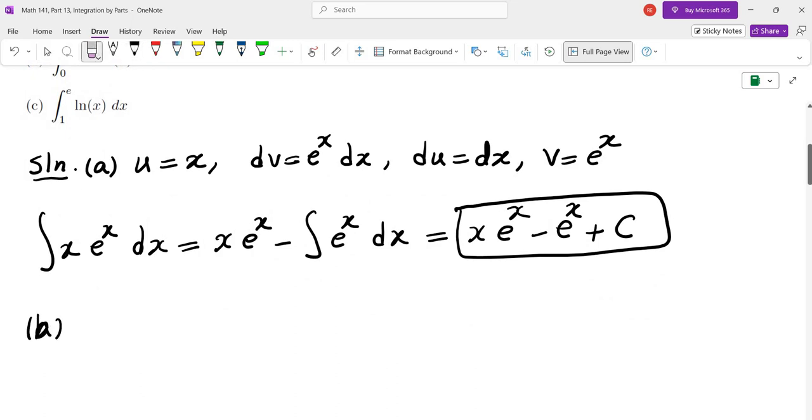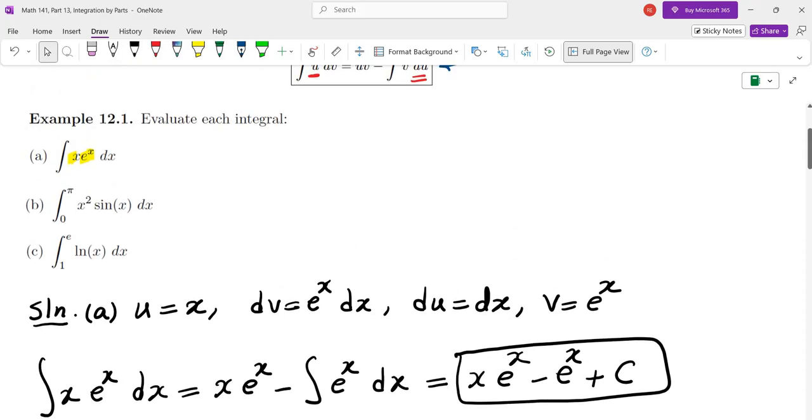Let's look at the second part of this problem. In this integral, we want to evaluate the integral of x squared sine of x. If we differentiate x squared, we get something simpler. We get 2x, and then we can differentiate again and we get a constant. But if we differentiate sine of x, we don't really get anything simpler. We get cosine of x, and if we differentiate again, it goes back to negative sine of x. So it makes sense to choose u to be x squared.